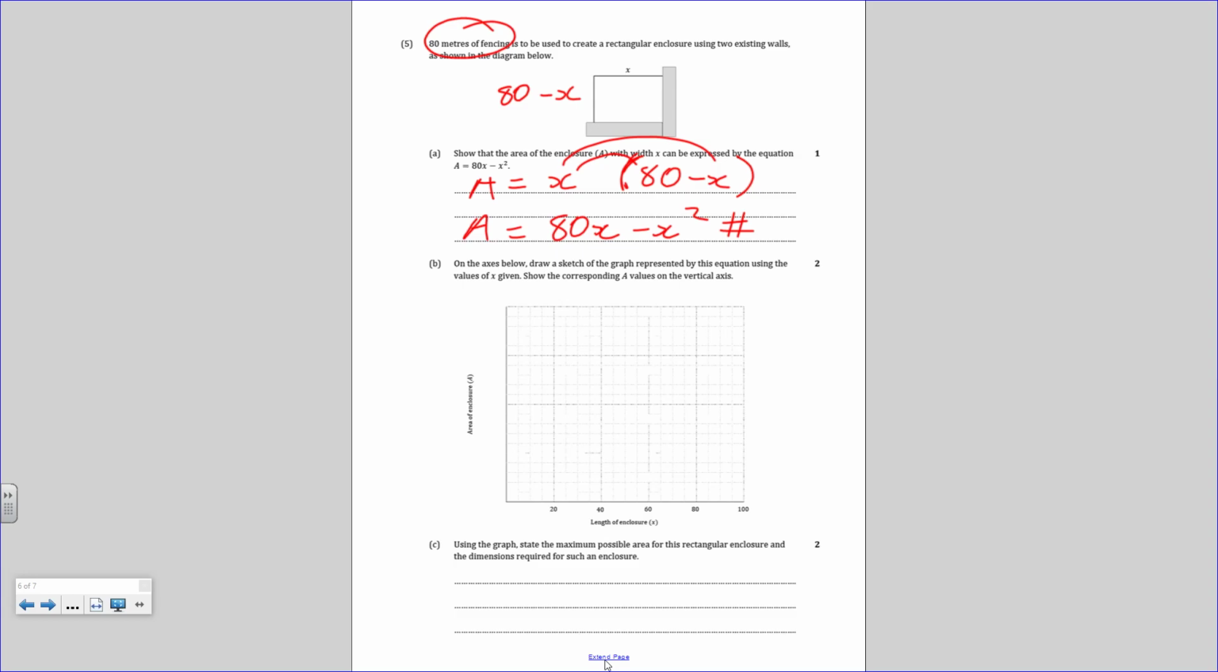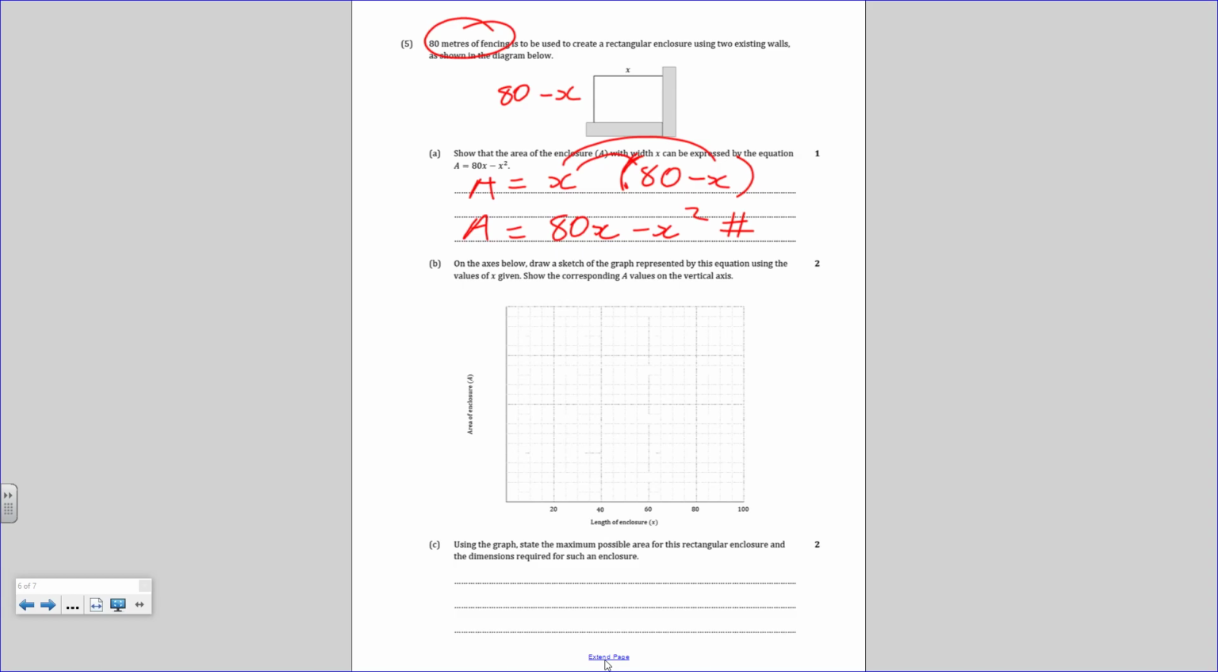Straight away, you should be thinking, well, what type of graph is this going to be? We have an x squared in there, so that means we should be thinking of a parabola. And because in front of it is negative, that means it's going to be a concave down parabola. But enough about that. What we can just do is plot some values into this. We can do a table of values or whatever, plot some points and go from there.